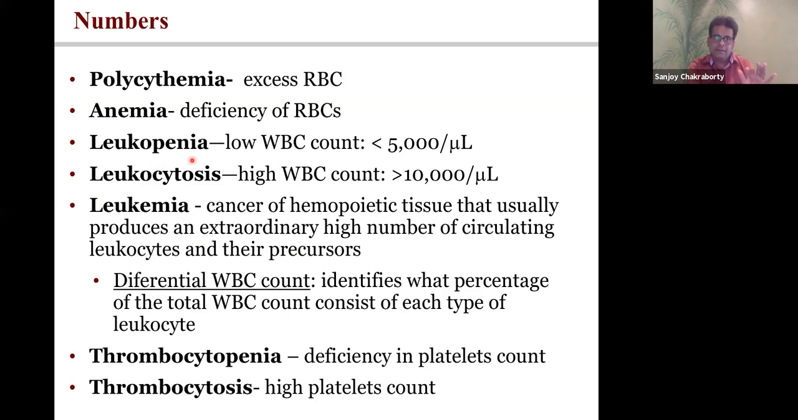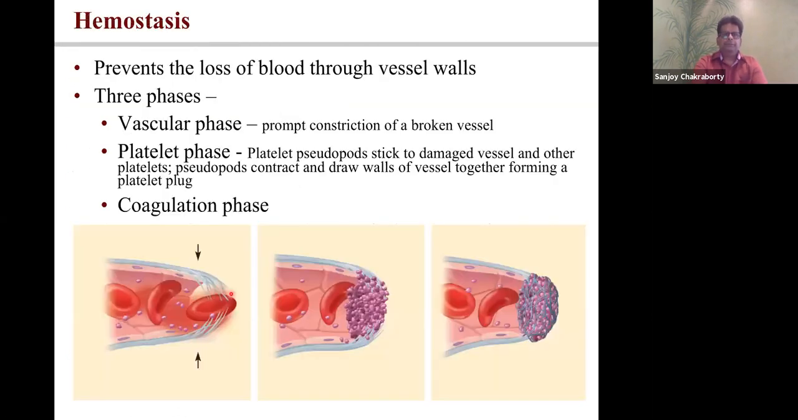So leukopenia is a low WBC. Leukocytosis, a high WBC, could be regulated. But leukemia is the blood cancer. That's when it's not only high, it's skyrocketed. So instead of 10, they're like more than 80,000. So that's what all the numbers are. You should note that.